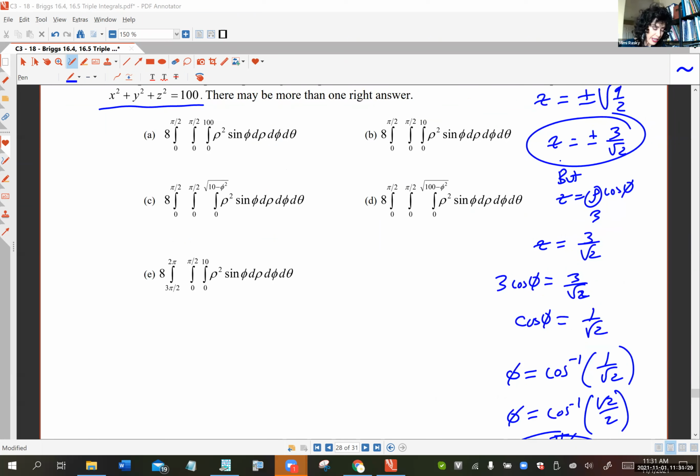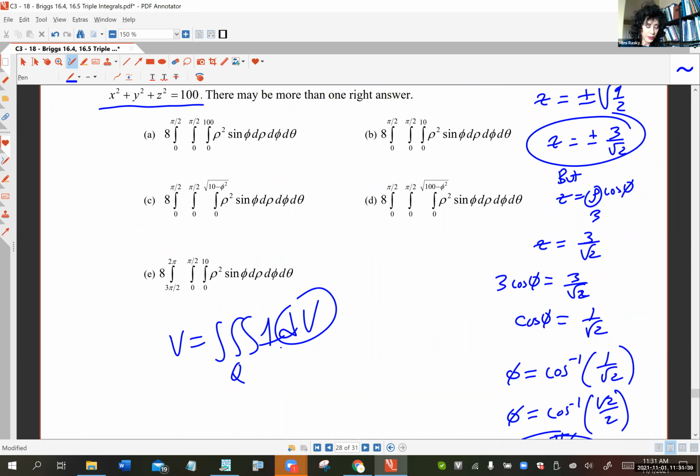So your volume has to look like triple integral of 1 dV over the region. Well, none of those look like a 1. Well, that's good because there really is a 1 there, but the dV is rho squared sine phi d rho d phi d theta. And all of the choices for this multiple choice problem look like they have the correct volume element there. So then what? Well, then you have to figure out the limits.